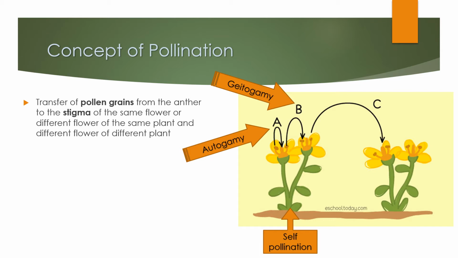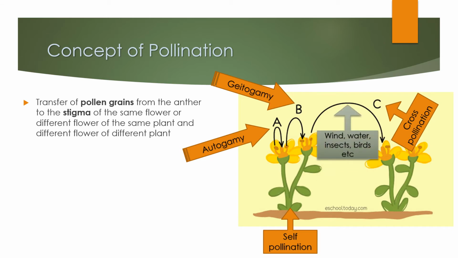But in the other case, where the pollen grains are transferred to a different flower of a different plant, it's known as cross-pollination. And for that, we need some agents. It may be wind, water, insects or birds. So this is about pollination and its types. Now, for a successful fertilization, pollination is very important. And in this pollination, the colorful petals play a very important role.